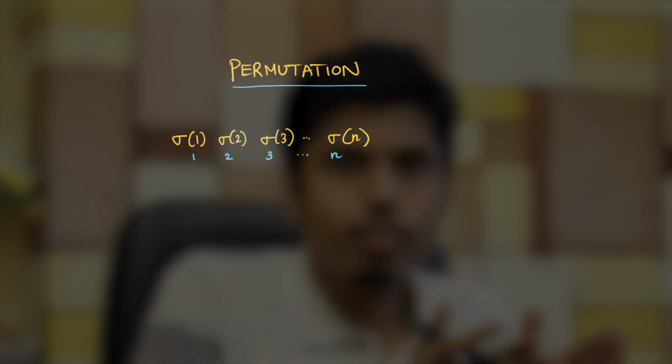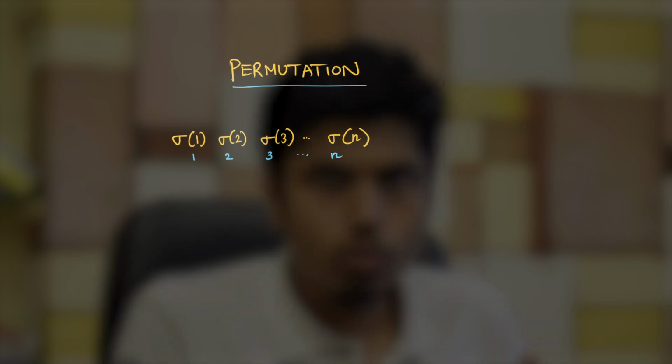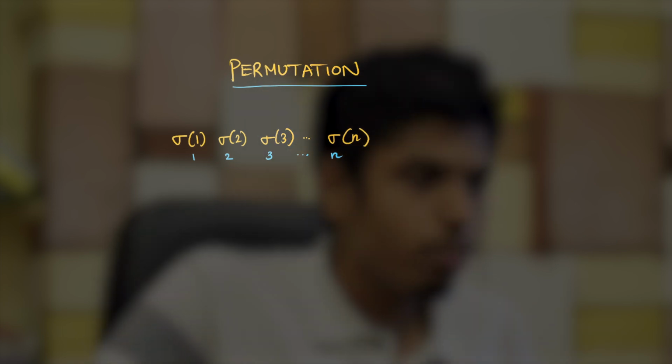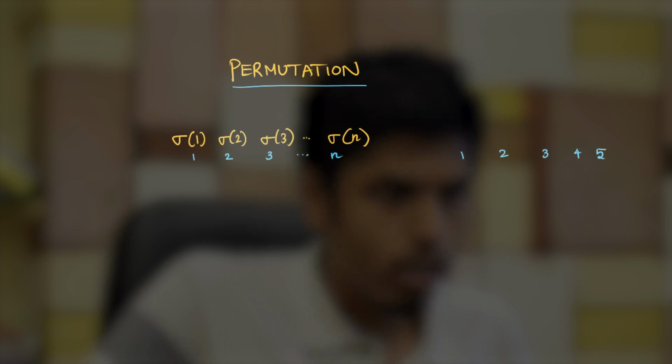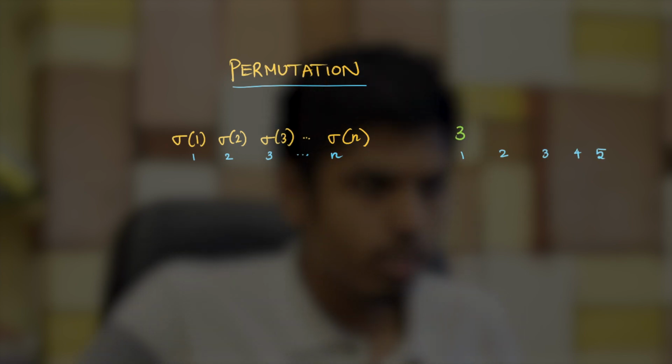So a permutation is nothing but a rearrangement of the numbers 1 to n in some way. We call the number in the first place sigma of 1, the second place sigma of 2, sigma of 3, and so on till sigma of n, where sigma is a function which is used to represent the permutation. An example could be numbers from 1 to 5 permuted as 3, 2, 1, 4, 5.